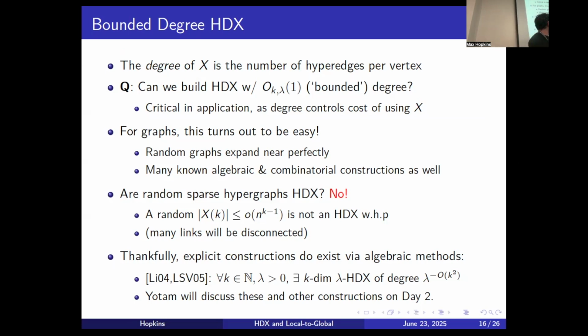No, I'm telling you down here that there are constructions of size n times lambda to the minus k squared. There are linear size constructions. I mean, this is like a miracle. It's incredible that this is true. But it turns out you can do this. And Yotam will talk more about this tomorrow.